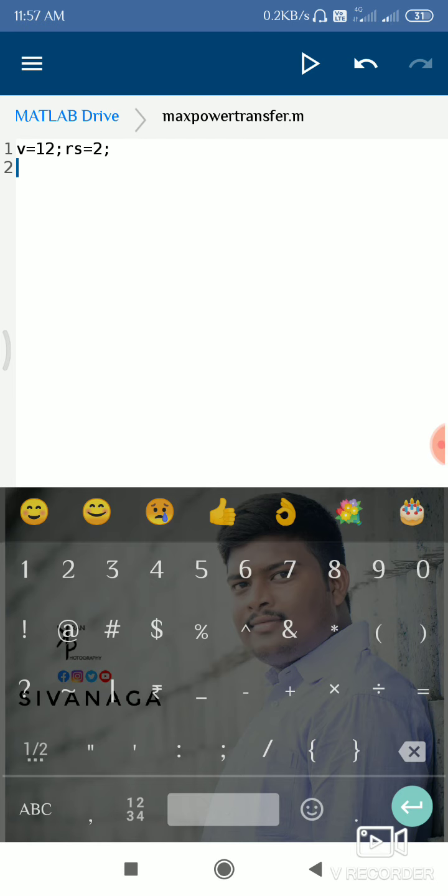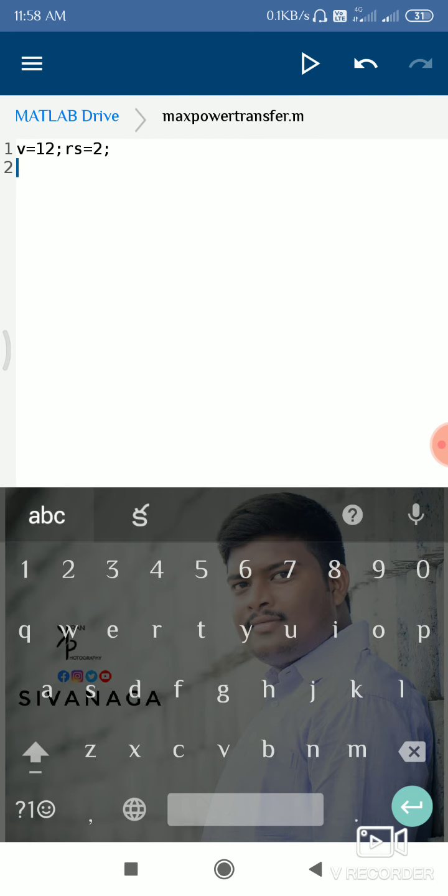So we need to vary the load resistance. For that we need to calculate the power, so a number of times we need to give the command. For that I use a loop. There are conditional loops, for loop and so on, condition control and loop control. So now I am using loop control, that is the for loop.